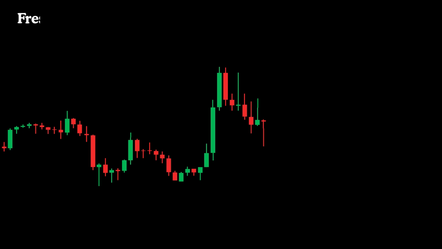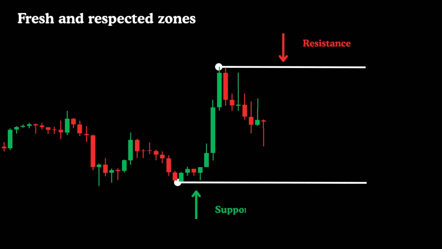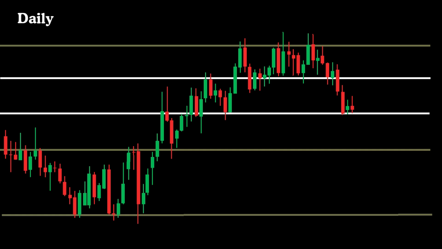Number 5. Fresh and respected zones. The most recent levels ahead of the current price action tend to carry more weight, as they are newly formed or recently respected, whether they are classic support and resistance areas or order blocks. Now that we've covered the key points, let's dive into the 4-hour time frame to advance our analysis. This is where smart money concepts start to play a critical role.